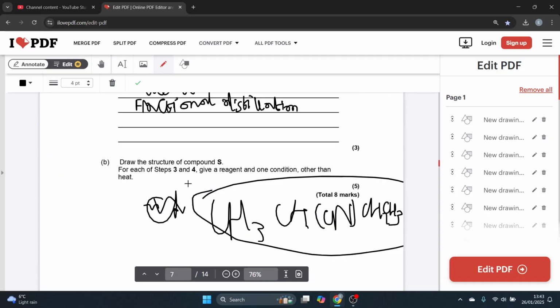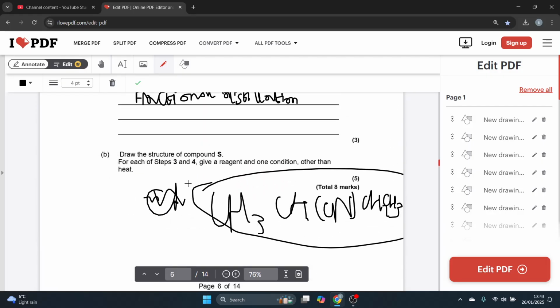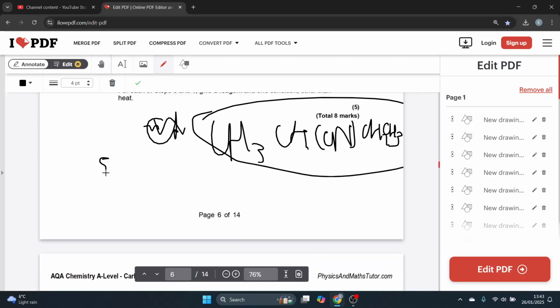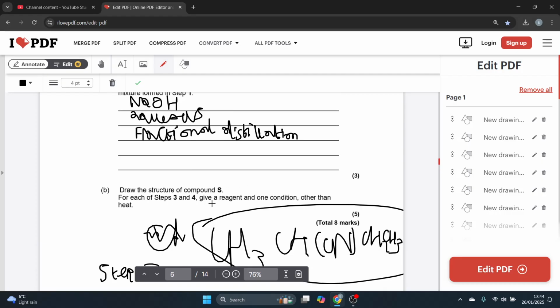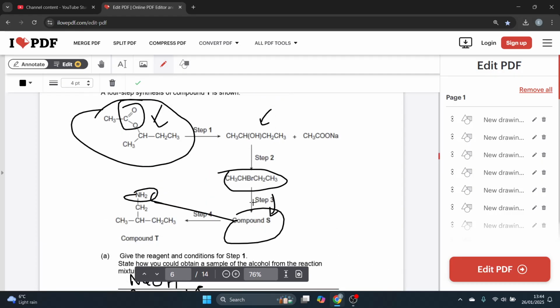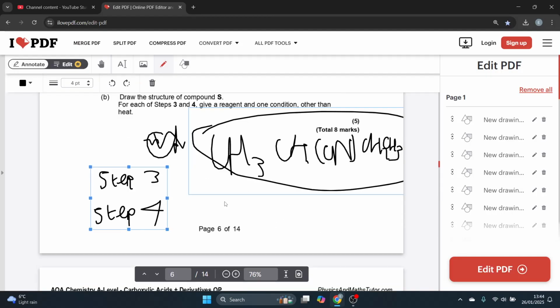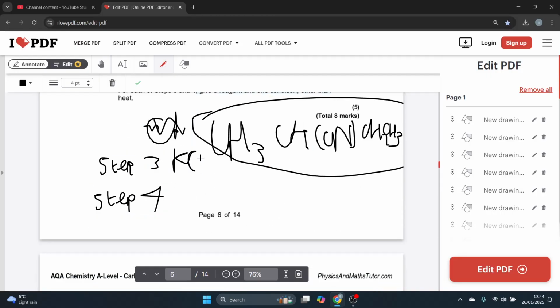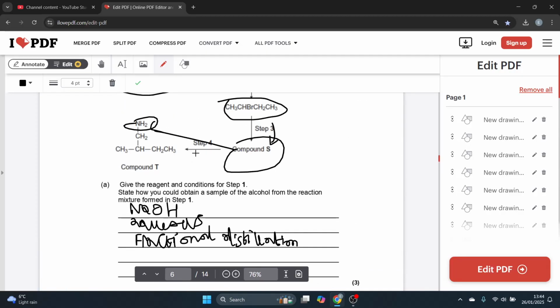Then the question says, for each of steps 3 and 4 give a reagent and one condition other than heat. That's going to be 2 marks each. So again, you need to know your conditions. For step 3, the reagent is obviously going to be KCN, with the CN group as a nitrile. And remember, it's alcoholic KCN.